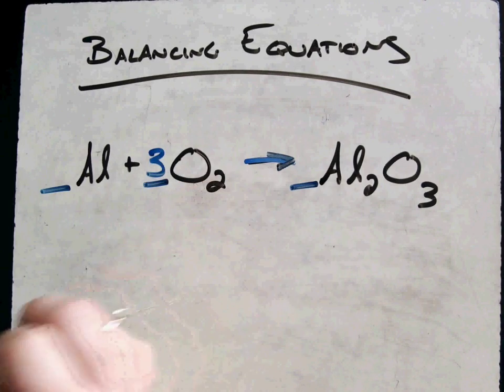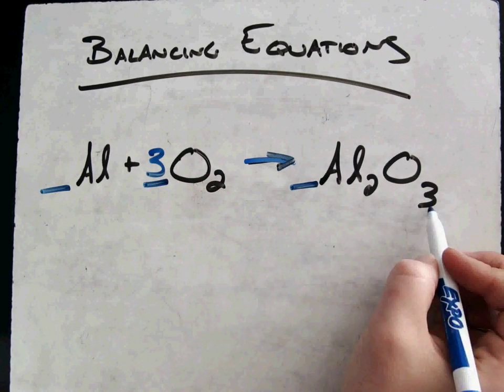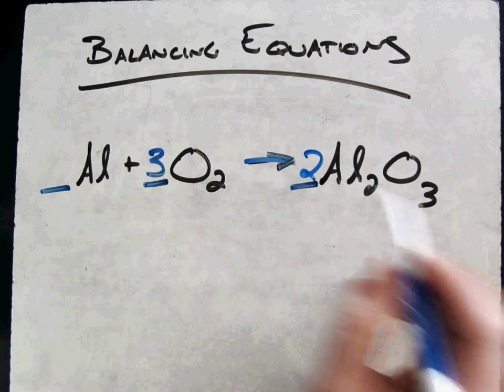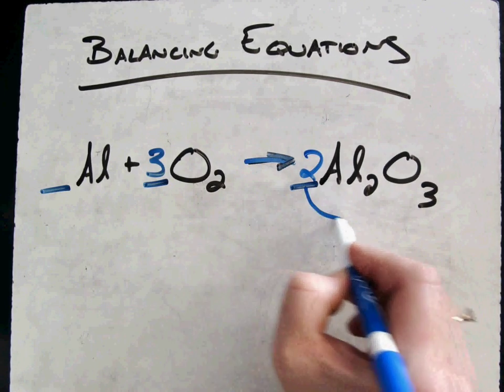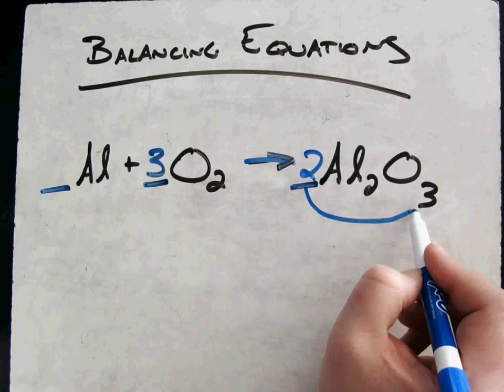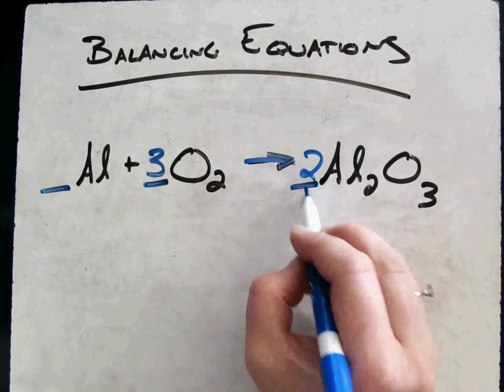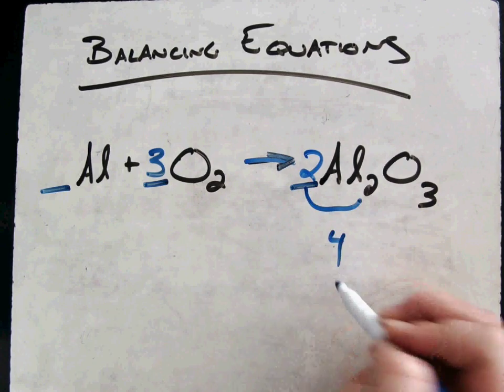2 times 3 will be 6 oxygens. 3 times 2 is also 6 oxygens. Notice again, this multiplies all the way through. 2 times 3, 6 oxygens. If I do 2 times 2, I notice I've got 4 aluminums.